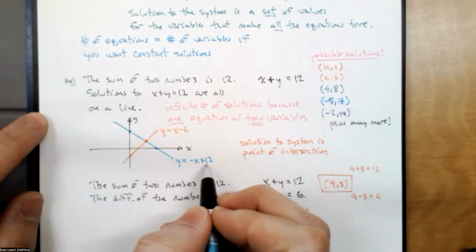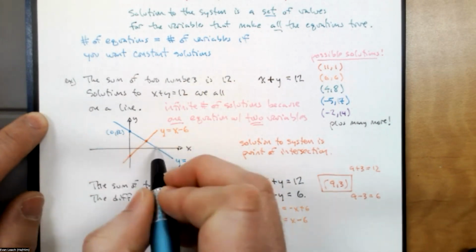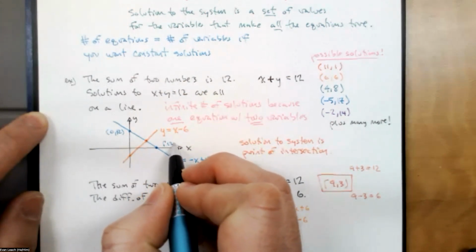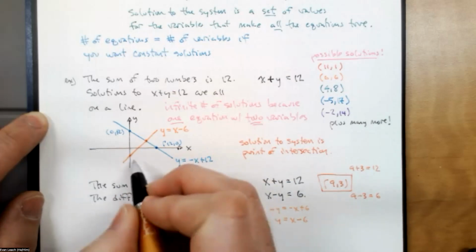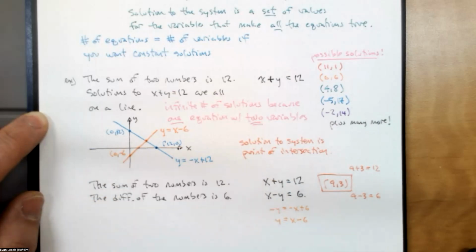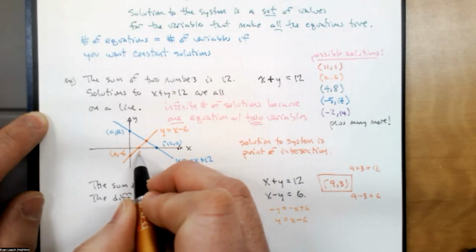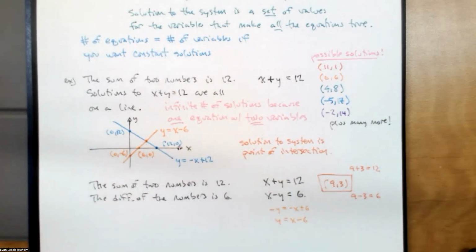So for this line, y equals negative x plus 12, this point here will be 0, 12. This point here will be 12, 0. This point down here on the orange line will be 0, negative 6. This point here on the orange line will be 6, 0. Making one of your variables 0 makes it easy to find the other one in a linear equation. And then that point of intersection is 9, 3.